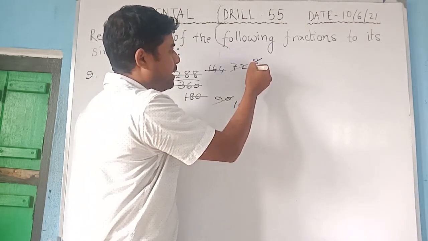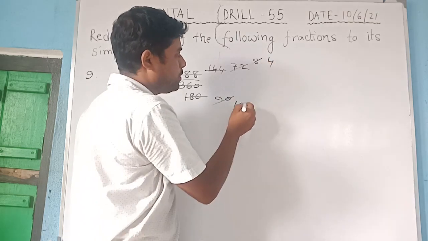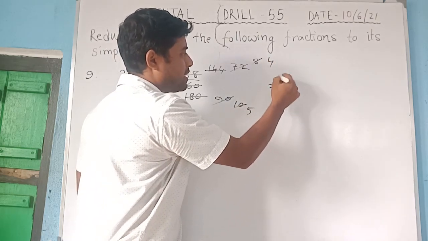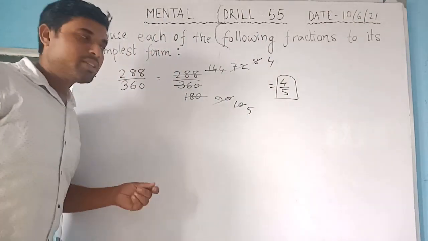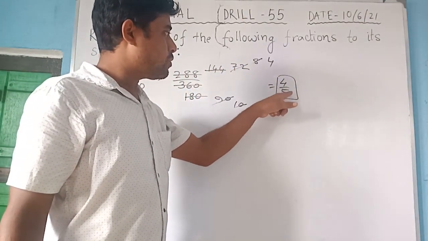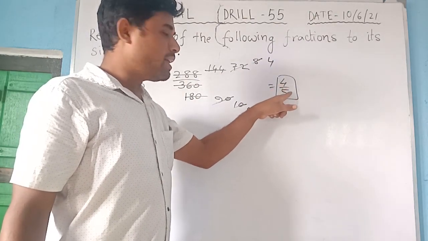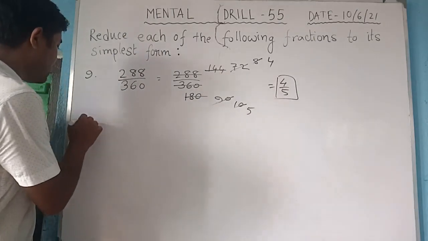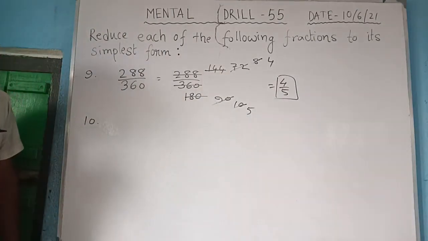If you cut it by 2, it will be 4. If you cut it by 2, it will be 5. So 4 by 5 is the answer. Is it clear? So do the division. When you find that the numerator and denominator have no common factor, that is the simplest form. Question number 10. What is given in question number 10?